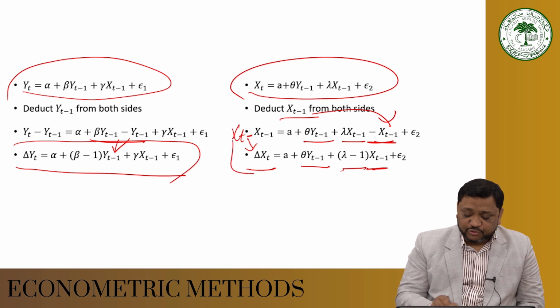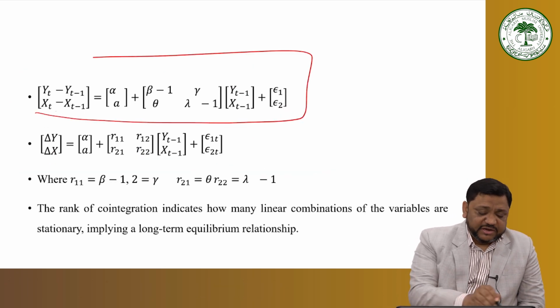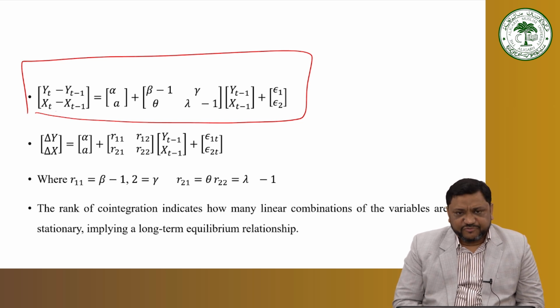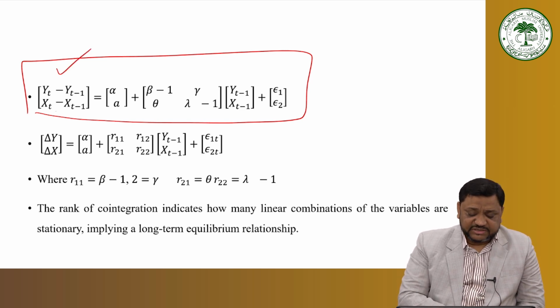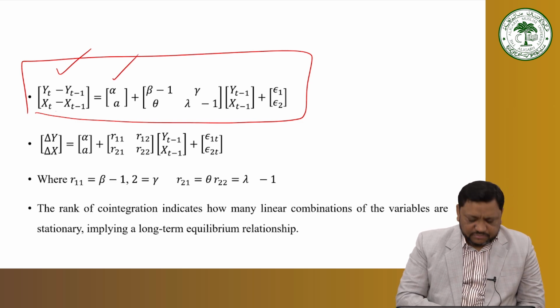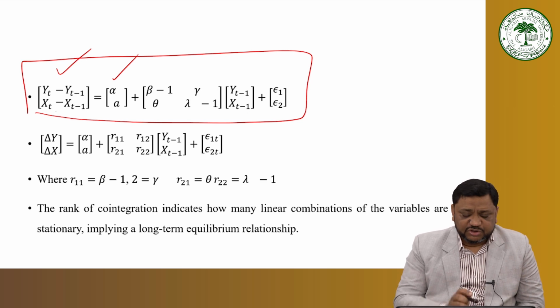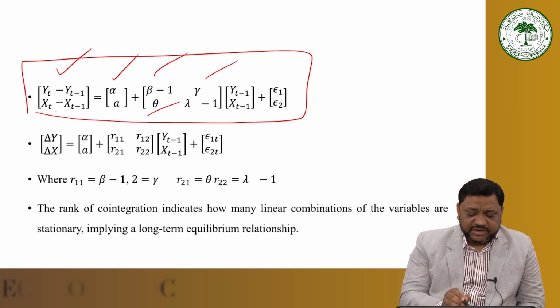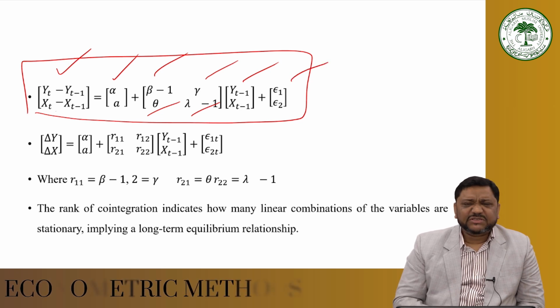Now we have these two equations. These two equations we can write again in the form of a matrix. So once we have written it in the form of a matrix, as is evident, we have the first matrix, then here it is alpha, a, and this coefficient matrix beta minus 1, gamma, theta, lambda minus 1, and then we have this yt minus 1, xt minus 1 plus epsilon 1, epsilon 2.